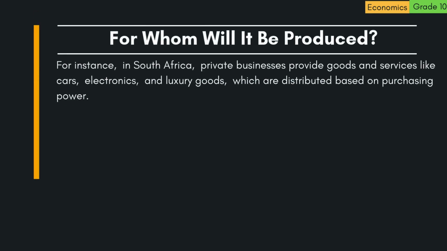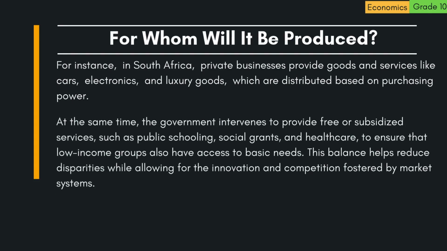For instance, in South Africa, private businesses provide goods and services like cars, electronics, and luxury goods, which are distributed based on purchasing power. At the same time, the government intervenes to provide free or subsidized services, such as public schooling, social grants, and healthcare, to ensure that low-income groups also have access to basic needs. This balance helps reduce disparities while allowing for the innovation and competition fostered by market systems.